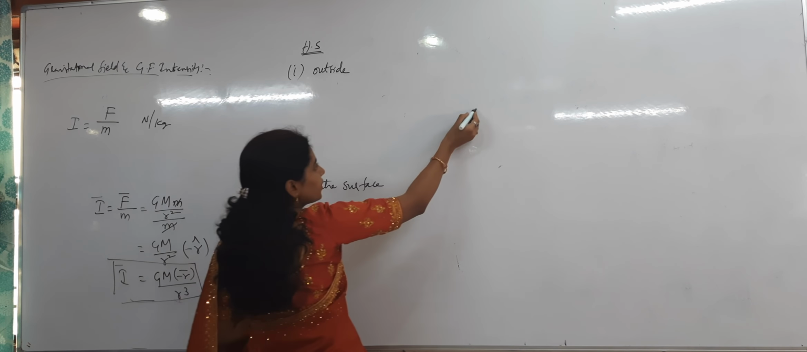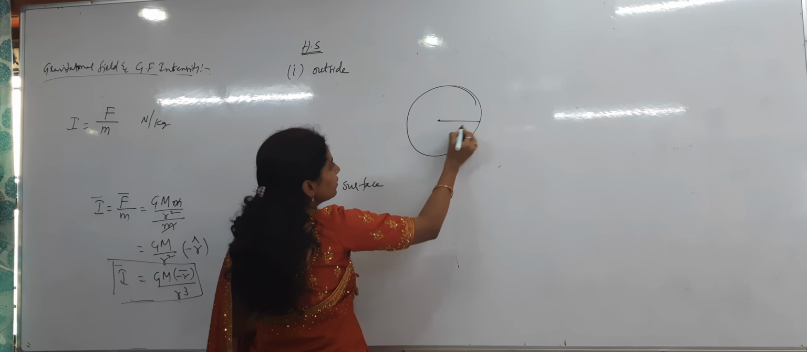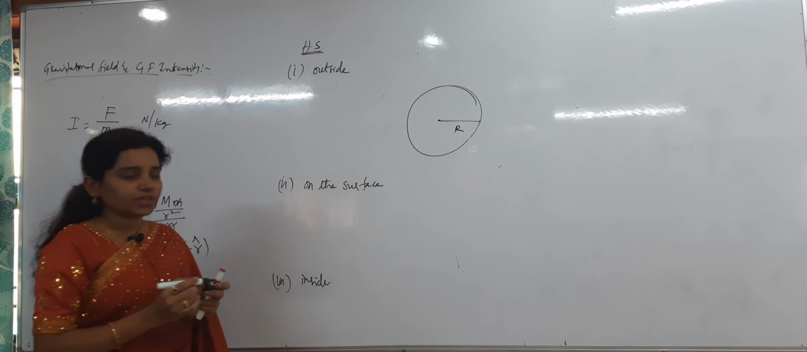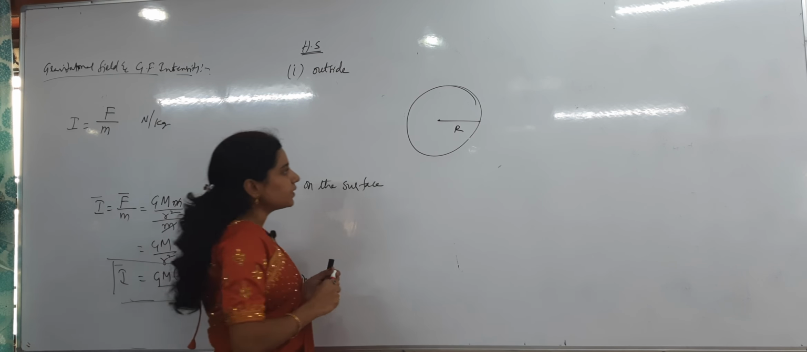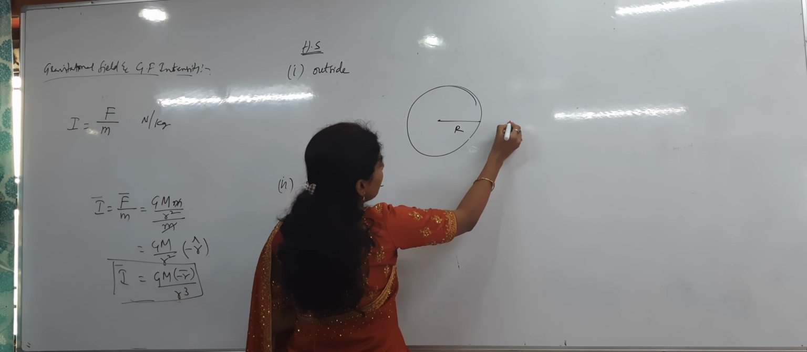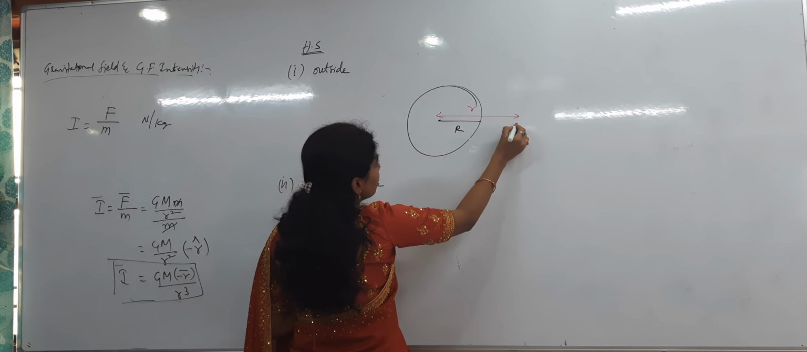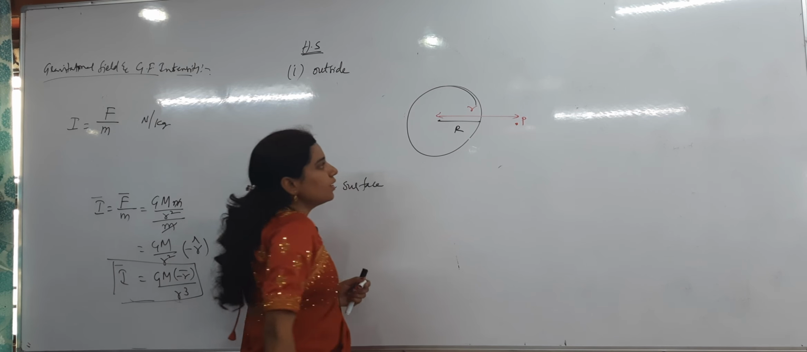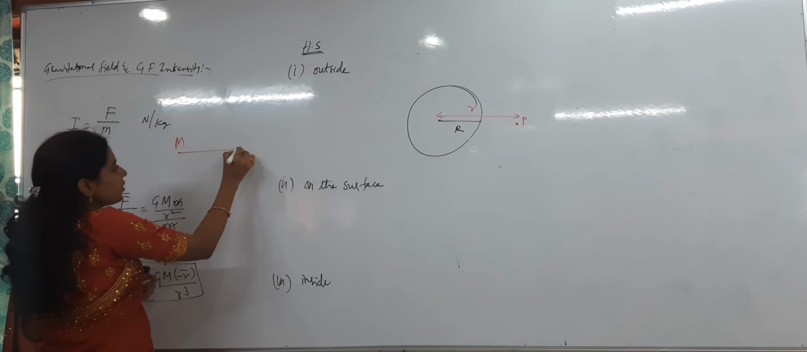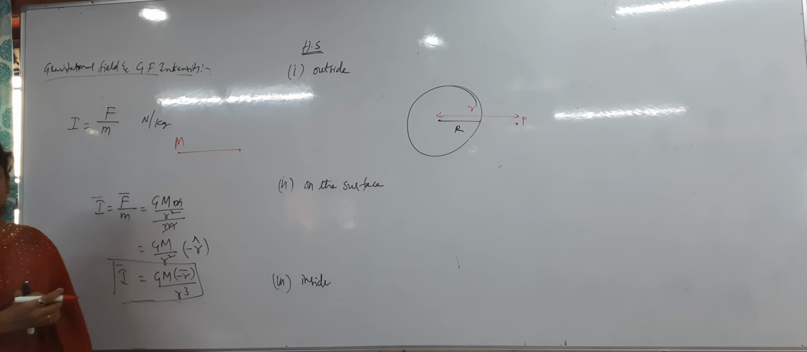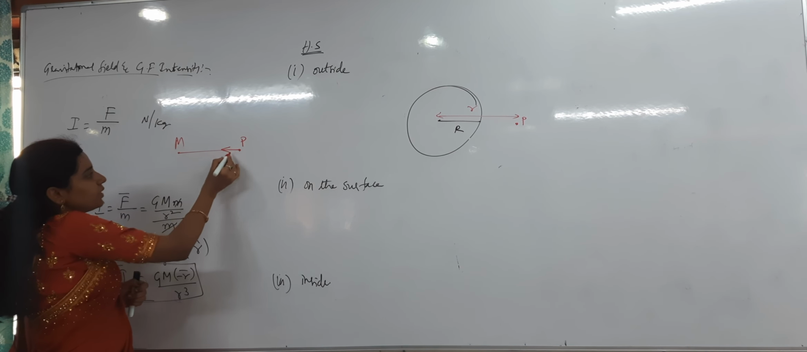Now here, I have taken a hollow sphere of radius R. First case is, where do you have to find out? Outside of the sphere. Let me take a point at small r distance from the center. This is a point P. At this point P, the test mass we are taking is m equals 1 kg. So at this test mass, at this point P, what is the intensity for us?